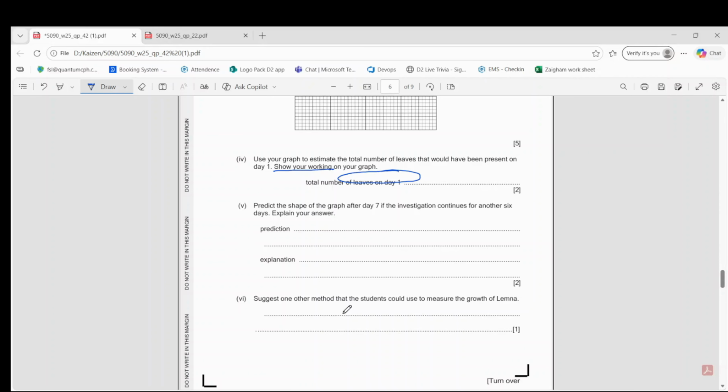Okay. No, because as no such information is given, we cannot write about the color of the leaf. Okay, we need to stick to whatever they have given us.